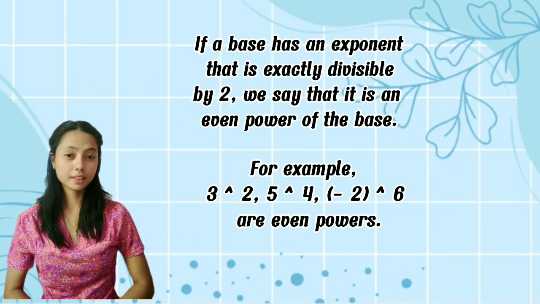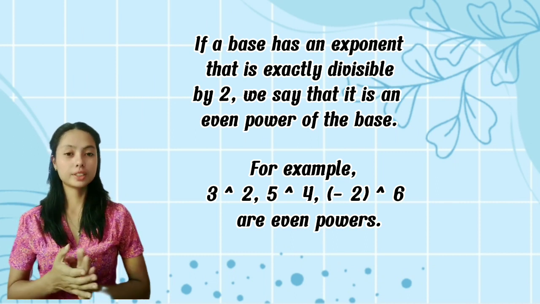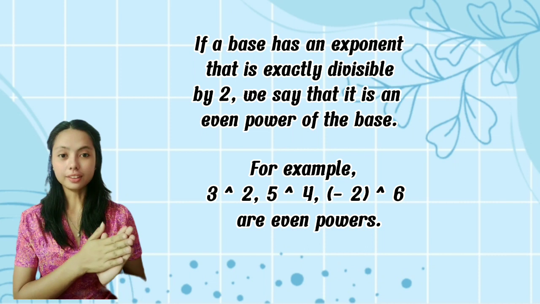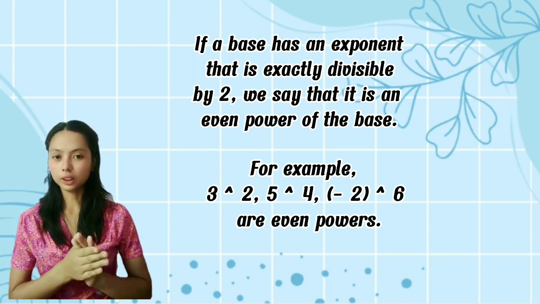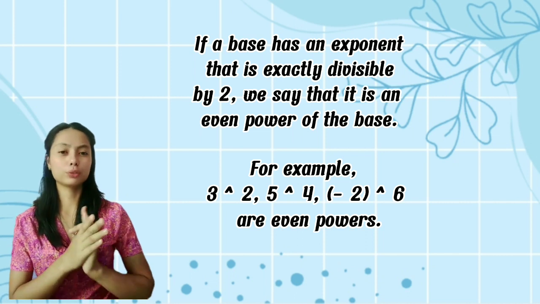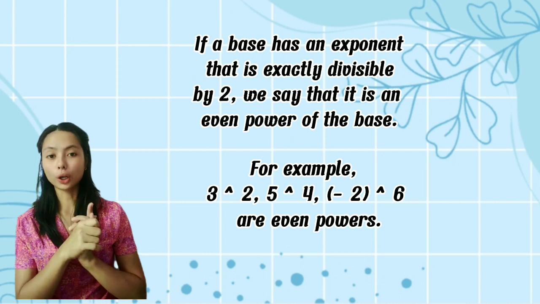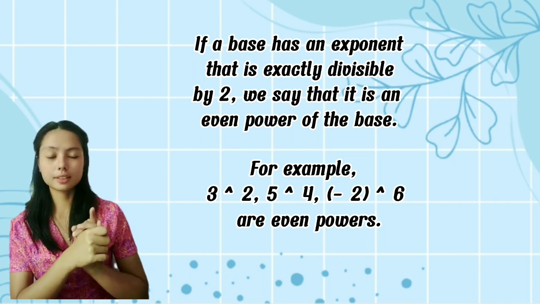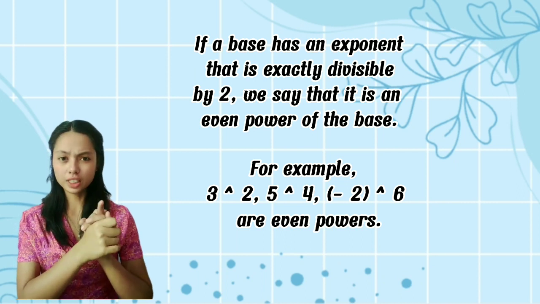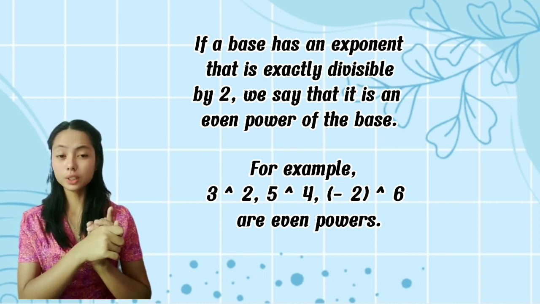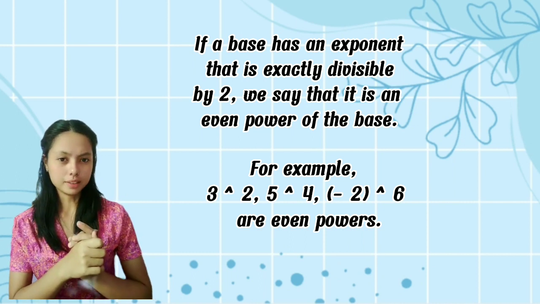If a base has an exponent that is exactly divisible by 2, we say that it is an even power of the base. For example, 3 raised to the power of 2, and 5 raised to the power of 4, and negative 2 raised to the power of 6. As you can see, 2, 4, 6 are even numbers. So we can say that those are the even powers of the base.